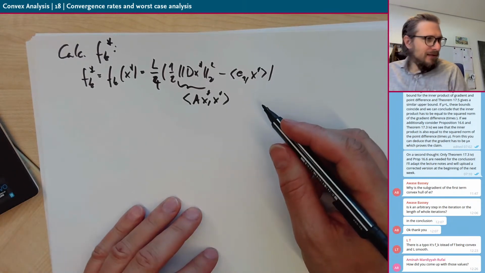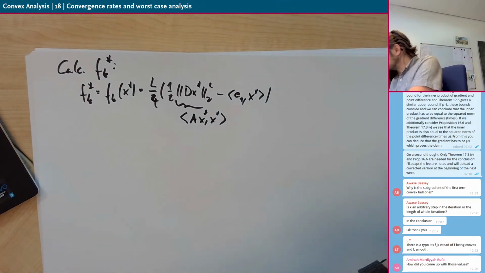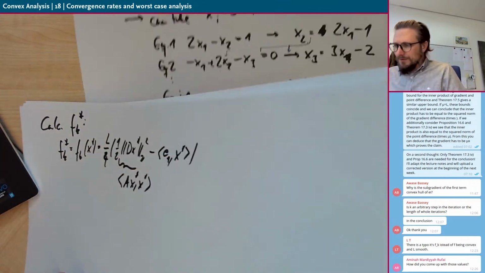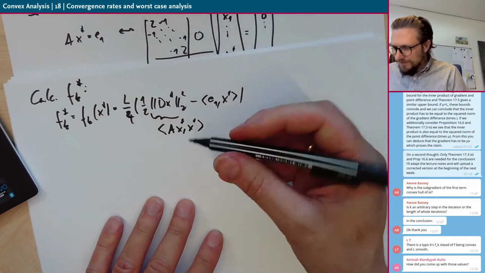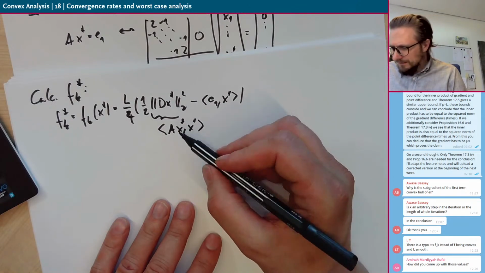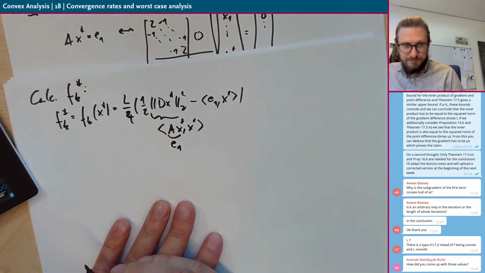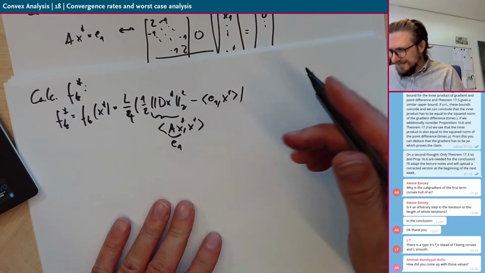That's the thing. And we also know by our construction here, the x star solves A x star equals e1. So this here is actually e1. So we don't have to calculate that much, right? So what do we see?